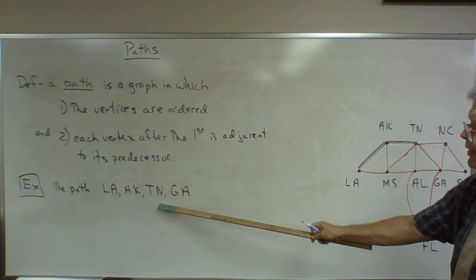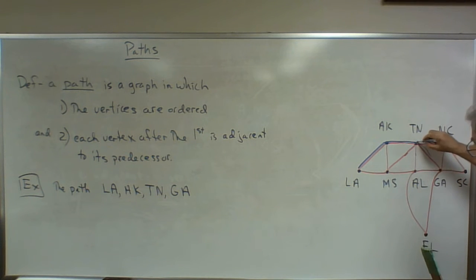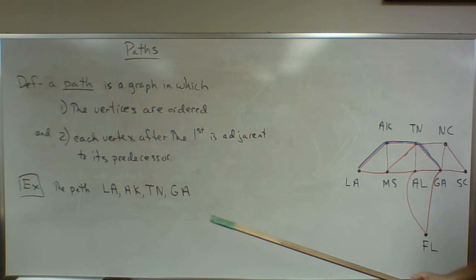From Tennessee, we go to Georgia. And was Georgia adjacent to Tennessee? Yep, they're joined by this red edge right here. So this is indeed a path.